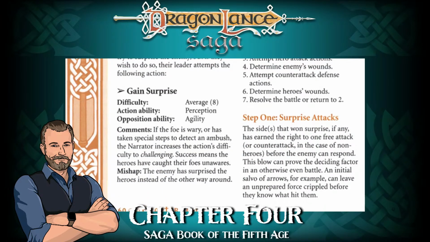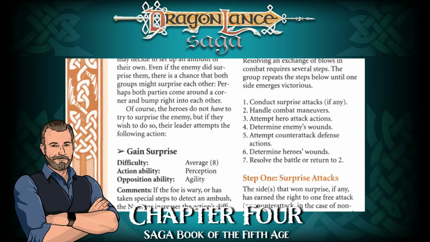Gain surprise. Difficulty, average 8. Action ability, perception. Opposition ability, agility. Comments. If the foe is wary or has taken special steps to detect an ambush, the narrator increases the action's difficulty to challenging. Success means the heroes have caught their foes unawares. Mishap. The enemy has surprised the heroes instead of the other way around.